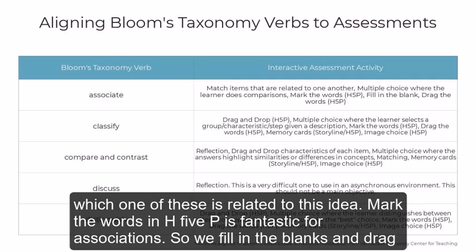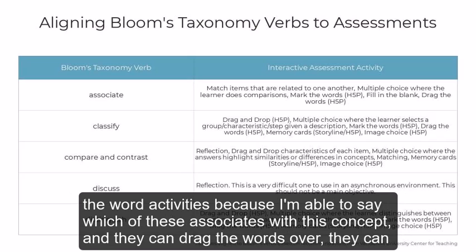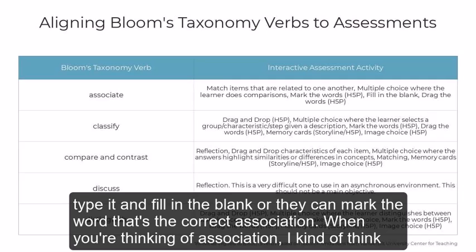Mark the Words in H5P is fantastic for associations. So we have the fill in the blanks and drag the words activities, because I'm able to say which of these associates with this concept, and they can drag the words over. They can type it and fill in the blank, or they can mark the word that's the correct association.